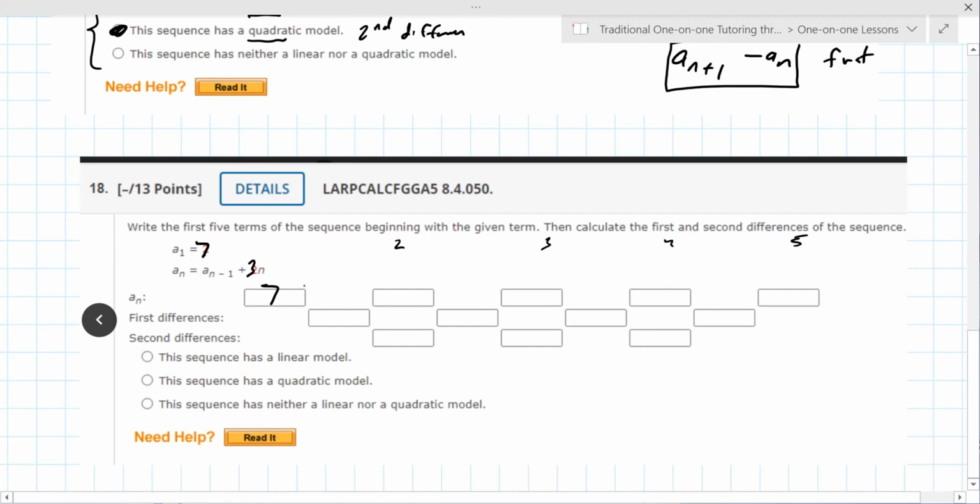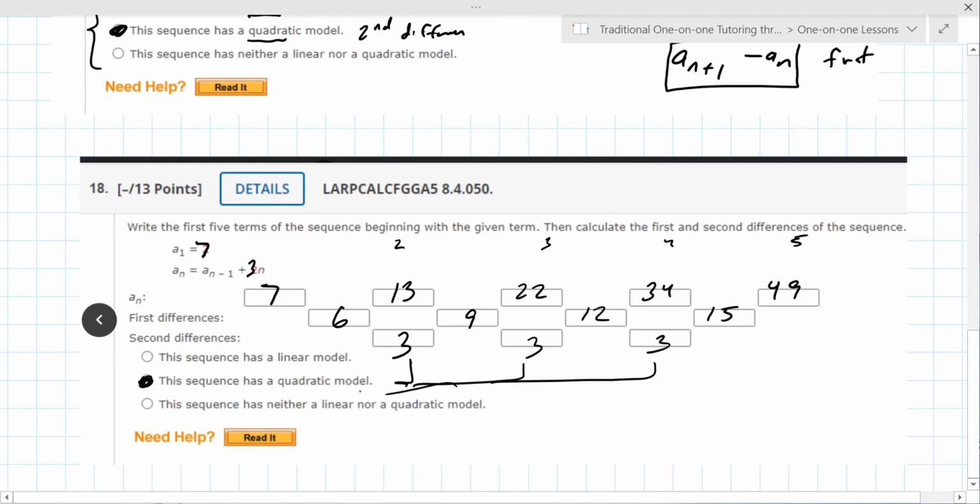Okay, so if you got your numbers here, you see that you're multiplying by 2, so that's 13. Multiplying by 3, 9, so that's 22. By 4, so you get 34. 3 times 5 is 15. Yours is 49 here. And then your first difference is 6, 9, 12, and 15. And your second difference is 3. Since it's all the same, it must be quadratic as well. That tends to be a common test question.